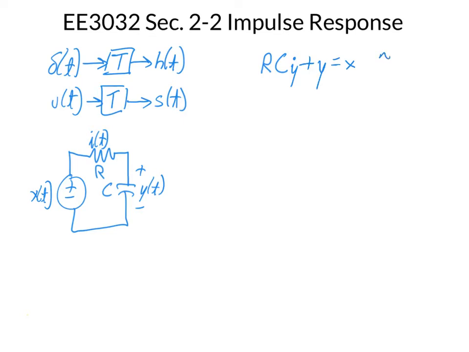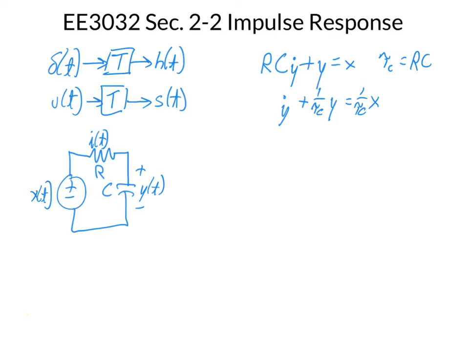Now we'll call the time constant just RC here, and we'll rewrite it in this form by dividing out the time constant. Okay, so now we have the differential equation that we want to solve.